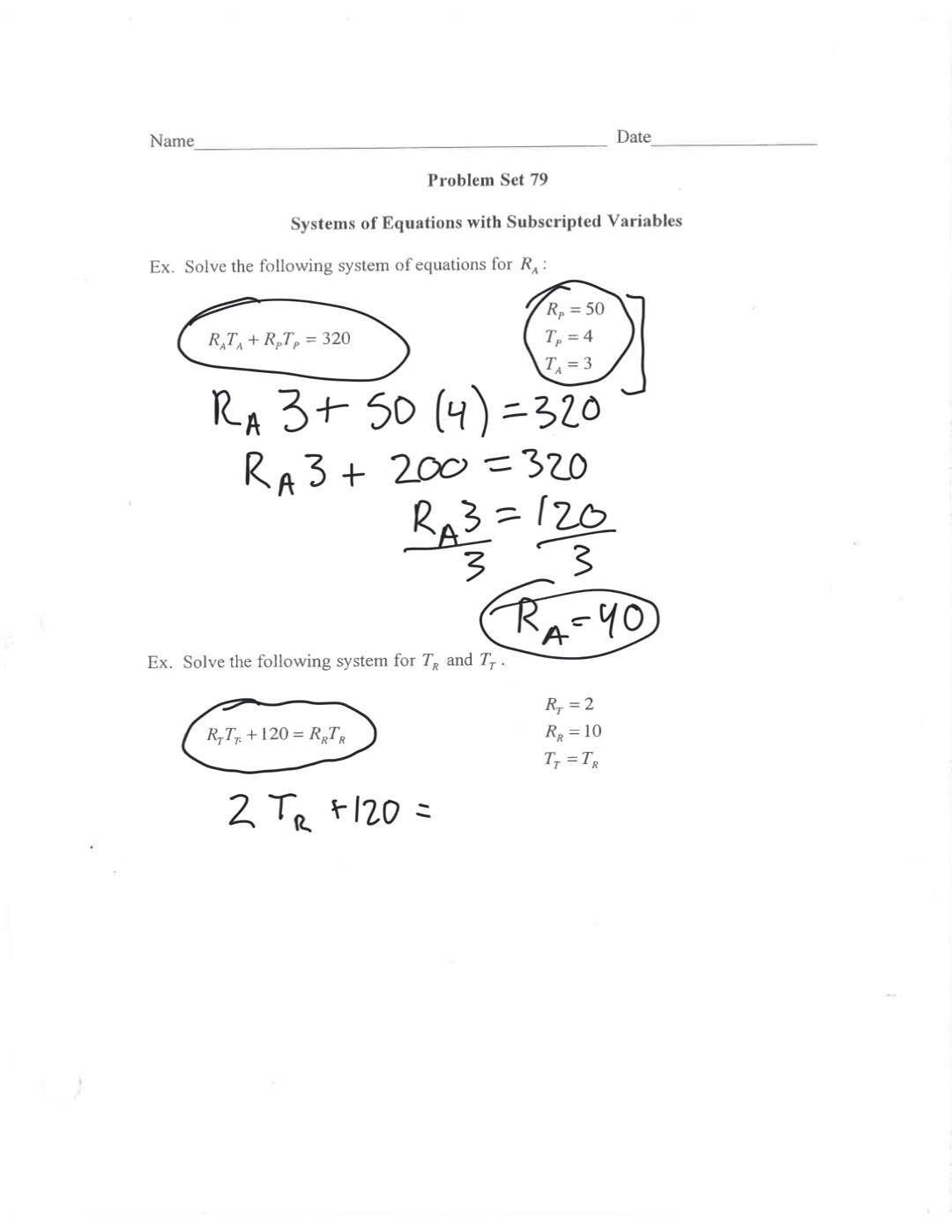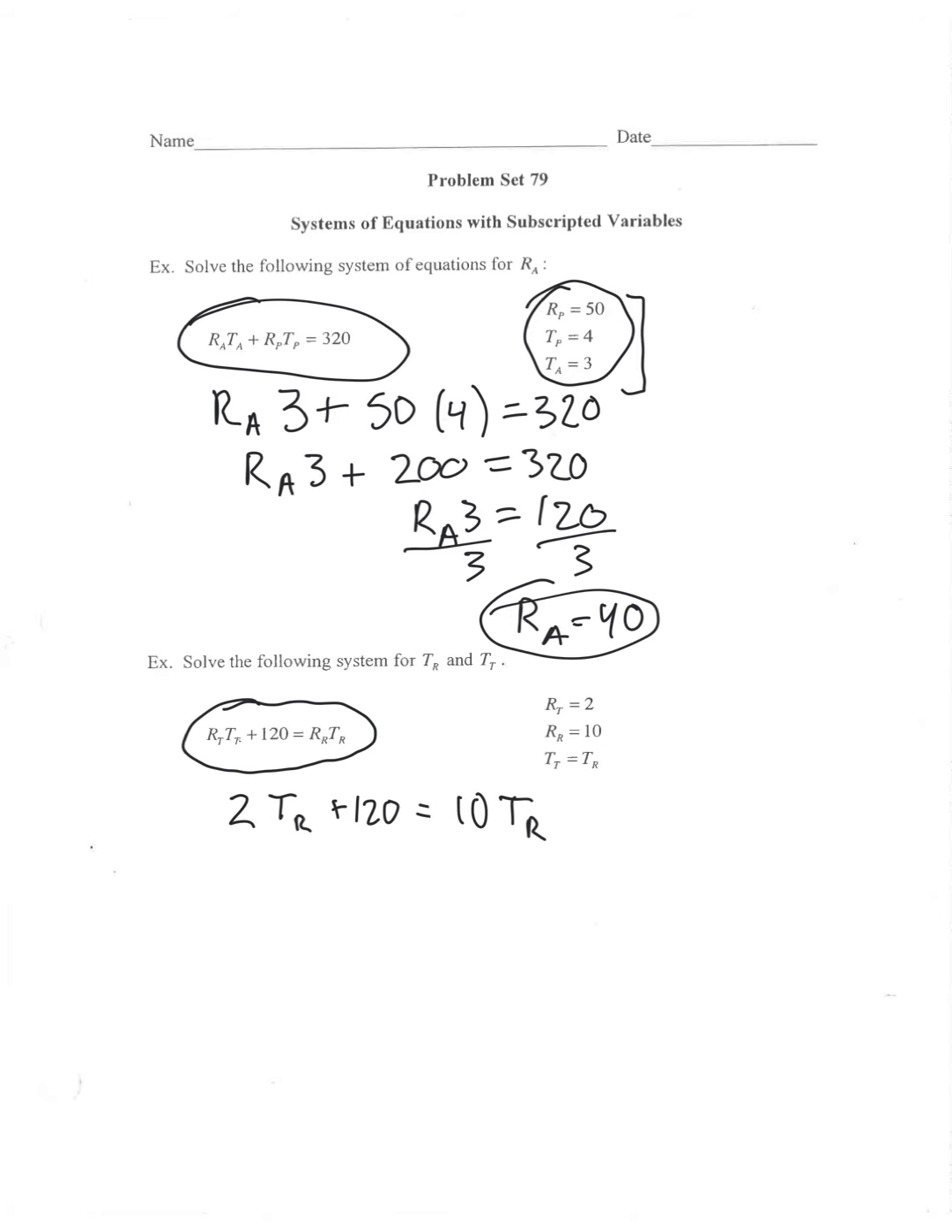So what I've done is substitute in t sub r for t sub t. R sub r I have a value for, which is 10, but then I'm just going to leave this t sub r. Now, I could very easily have substituted t sub t for t sub r, but I chose to substitute t sub r for t sub t. Whichever way you want to do it is fine, as long as you end up with an equation like I have, where I only have one variable. In this case, it's t sub r.